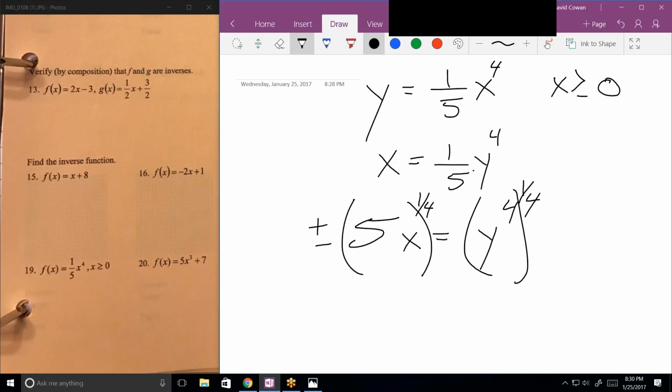But now we have to decide that if x is positive only in the original function, then it's plus only in the inverse. In the last problem, x was less than 0, so we chose the negative answer. But in this case, the answer is going to be without the negative sign, like that.